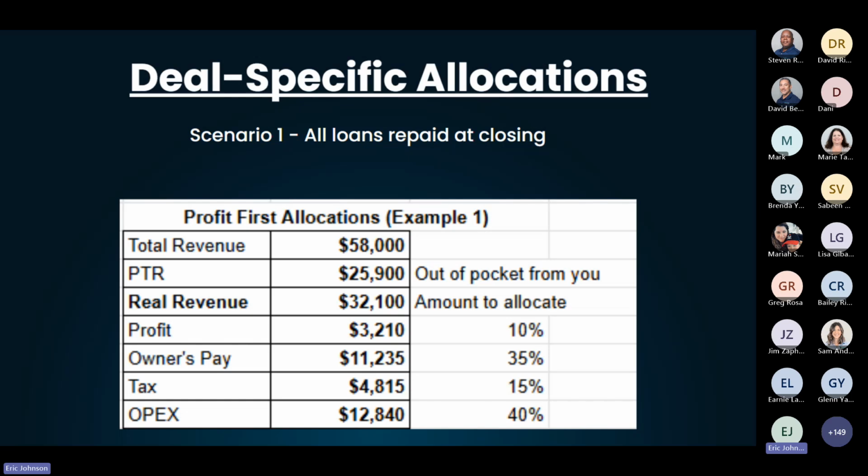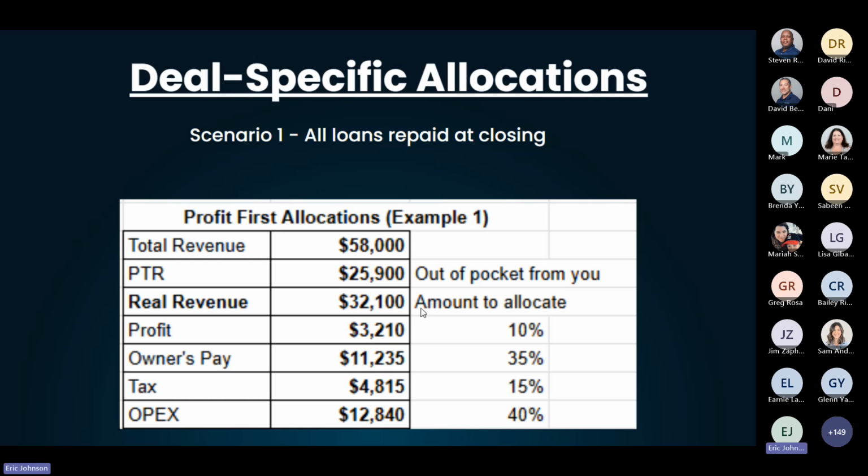And so here's what this example looks like if we're actually doing allocations. So the total revenue was $58,000. The PTR expenses on this was 25,900. This is what was paid out of pocket. All right. So that leaves the real revenue of $32,100.